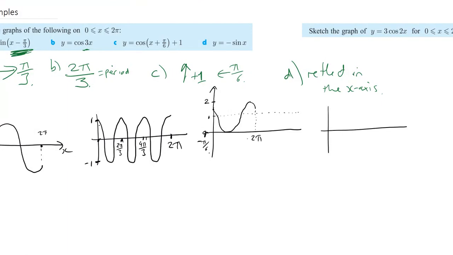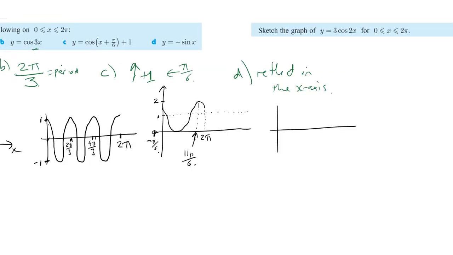There will be our 2 pi. In fact, that peak there was going to be at 11 pi over 6. So there is our part C. And then finally D, we've got sine x, but it's a reflection in the x-axis.